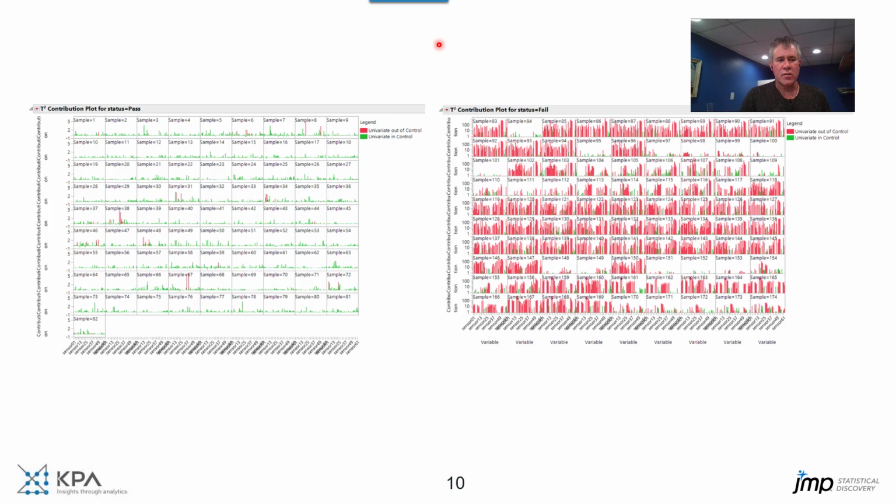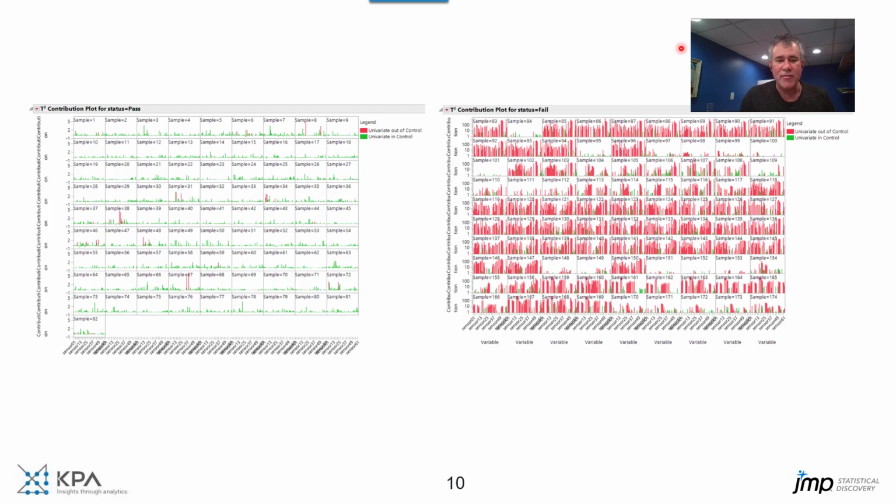So what we see here are the contribution plots for the pass units and the fail units. The contribution plots are the amount that each column is contributing to the t-squared for a particular row. So each of the bars there corresponds to an individual sensor for that row. Contribution plots are colored green when that column is within 3 sigma using an individuals and moving range chart, and it's red if it's out of control. Here we see most of the sensors are in control for the good units, and most of the sensors are out of control for the failed units.